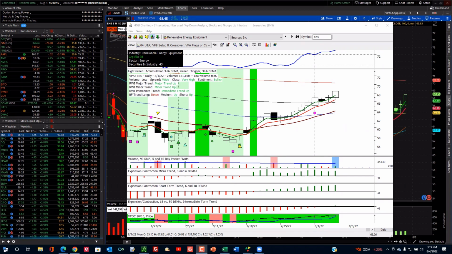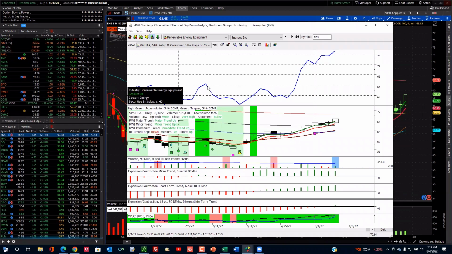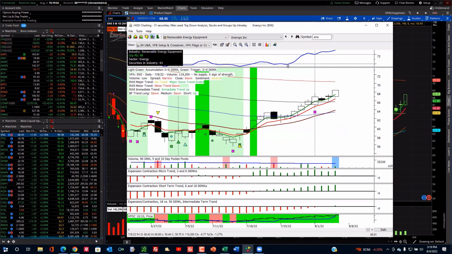This signal here was not a good signal, but if you look up here, this is why I put the group line in the chart. This tells you what was happening with the renewable energy equipment index on this day. Group was strong, but the group was going down here. And that's when this went down too. Now see, the group started up. This started it. You need to pay attention to these groups.